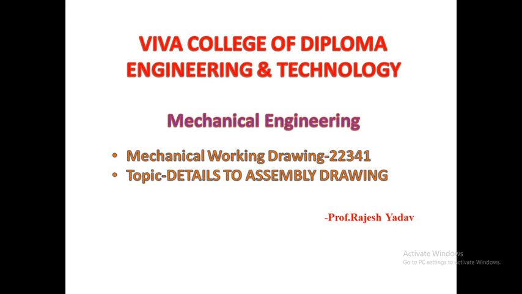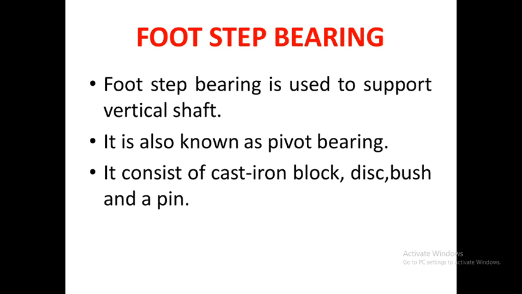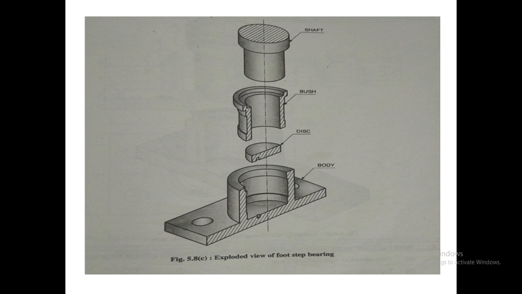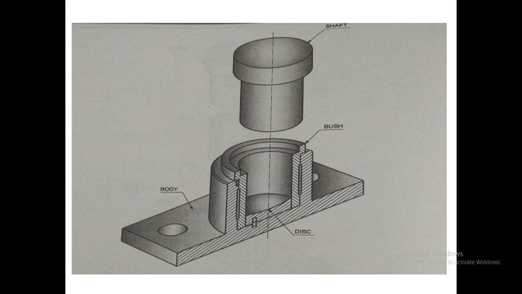Hello students, in the previous lecture we started the topic details to assembly drawing of footstep bearing. We have studied the use of footstep bearing. Basically, a footstep bearing is used to support a vertical shaft. We have seen the different parts of the footstep bearing assembly. This was the exploded view of the footstep bearing, and this was the assembly drawing, or the assembled view, of the footstep bearing.